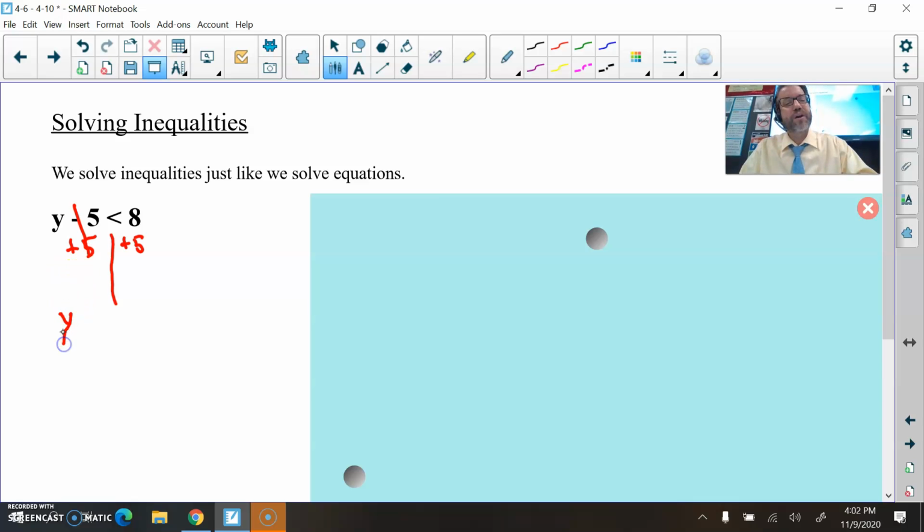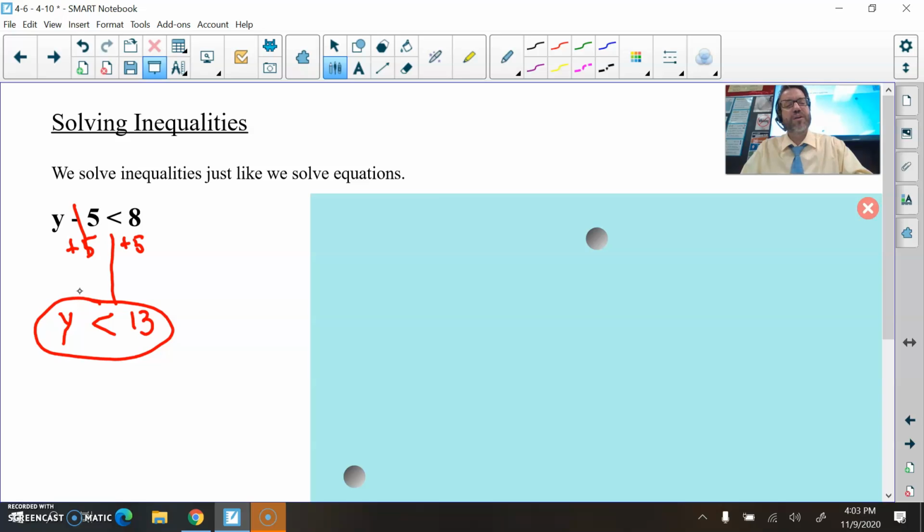y. Now, here's where we have to be careful because our symbol is a less than symbol. It's very common that people will get in a hurry and they'll put an equal sign here. So be careful that you have the same symbol here that you had up here. All right, so we have y is less than, and then here 8 plus 5 is 13. Y is less than 13. That's the solution to that inequality. So y could be anything less than 13.